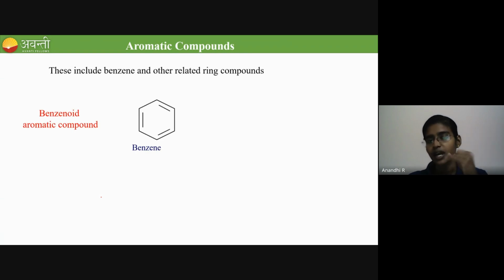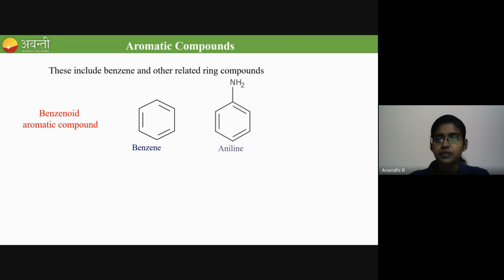Benzenoid and non-benzenoid. So what are benzenoid? Benzene containing compounds are called benzenoid. So what is benzene? What is the formula for benzene? Can anyone tell me the formula for benzene? Very good. It is C6H6, right? So 6 carbon atoms and 6 hydrogen atoms. Yes, good. Benzene. And aniline. What is the formula for aniline?